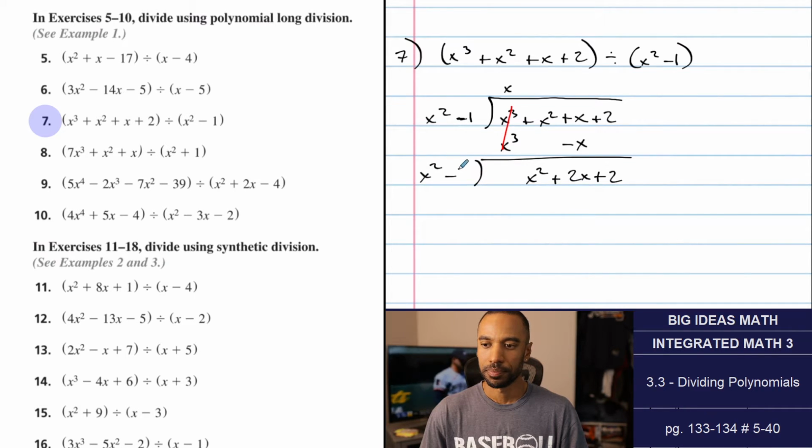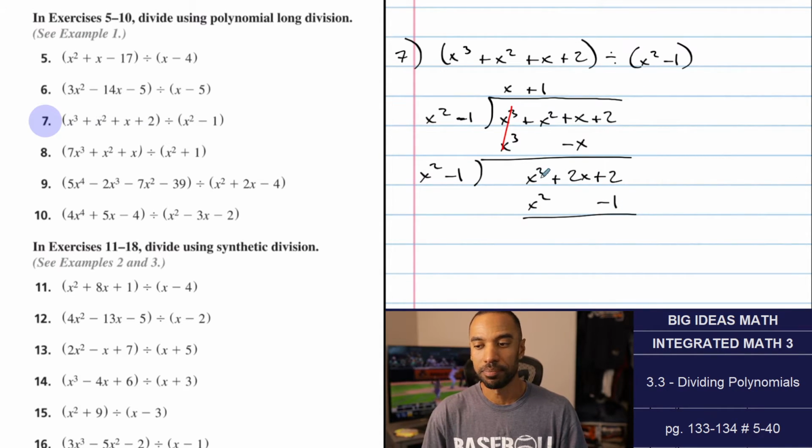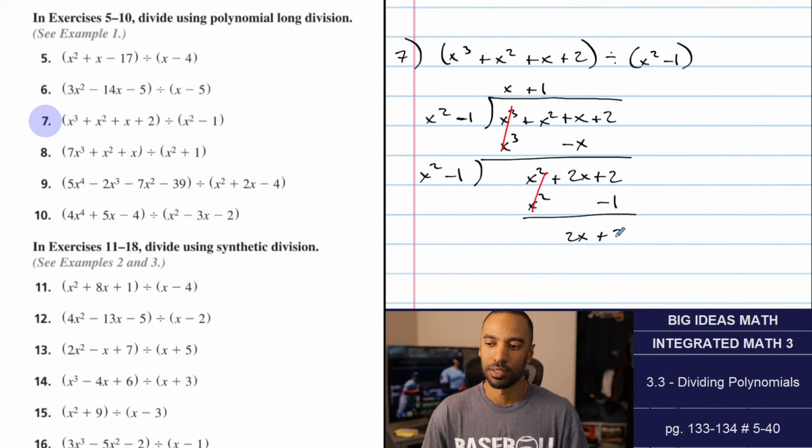We keep going. X squared goes into x squared exactly one time. And x squared times 1 is x squared. Negative 1 times 1 is negative 1. Again, write it underneath the 2 where it can combine. That will help you out. Those cancel. 2x minus nothing is 2x. 2 minus negative 1 is 3.